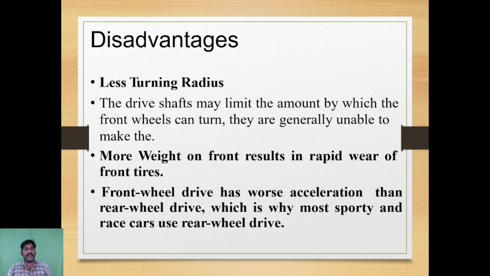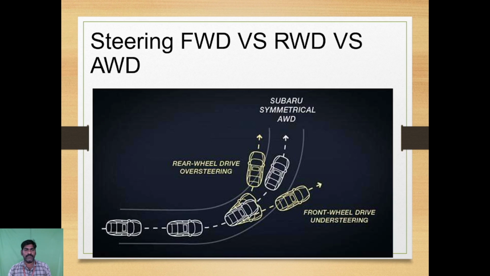Disadvantages: less turning radius. The drive shaft may limit the amount by which the front wheel can turn. Third, more weight on the front results in rapid wear of the front tires. Fourth, front wheel drive has less acceleration than rear wheel drive, which is why most sports and race cars use rear wheel drive.